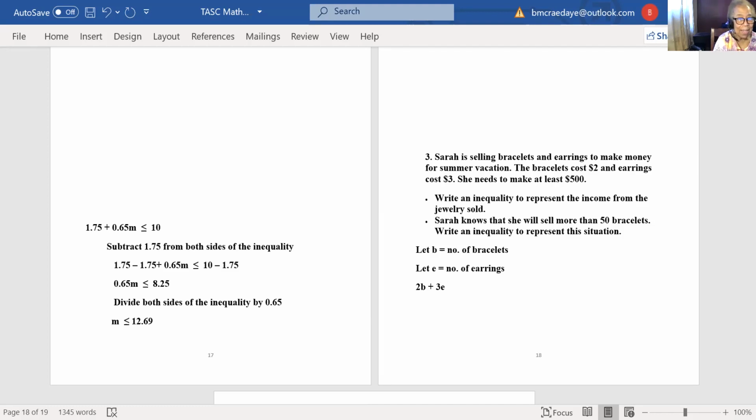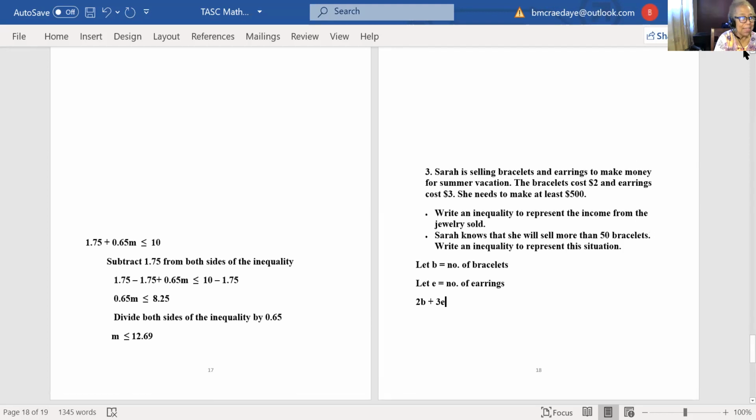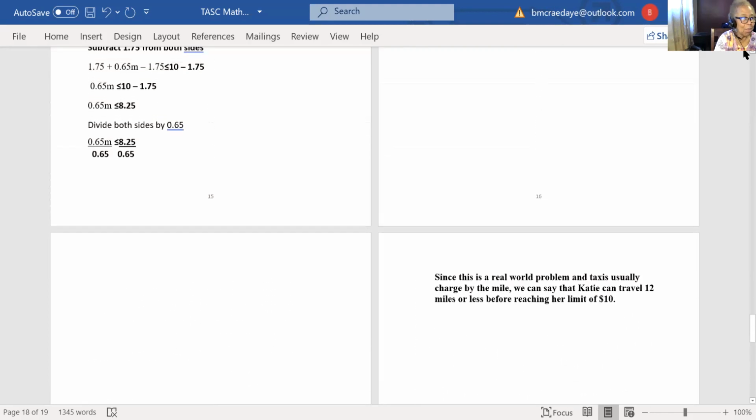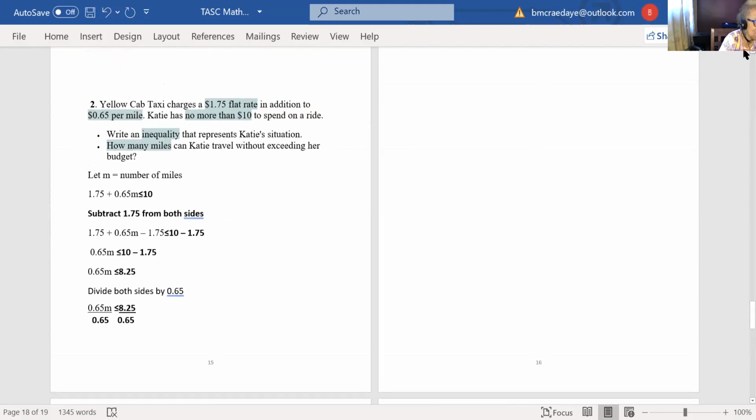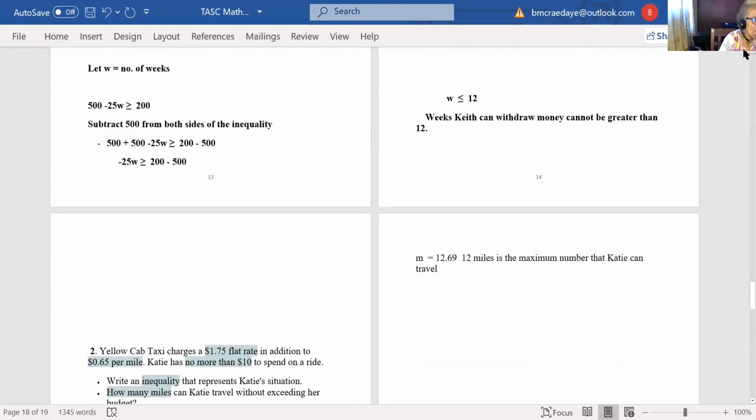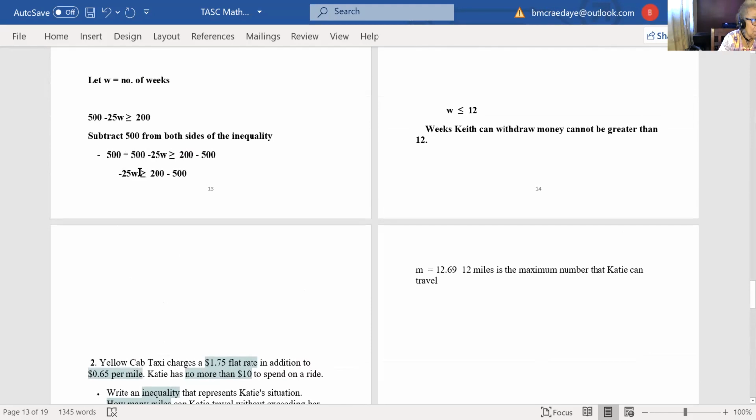And that's limited by what? She needs to make at least $500. So what would my inequality symbol be? Greater than or equal to. Yes, at least would be greater than or equal to. So we'll just use a greater than or equal symbol. Okay, so we put greater than or equal.